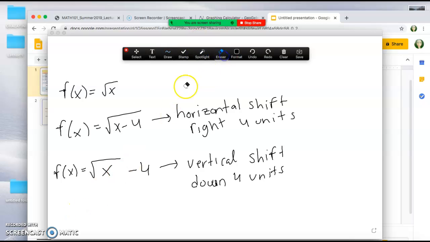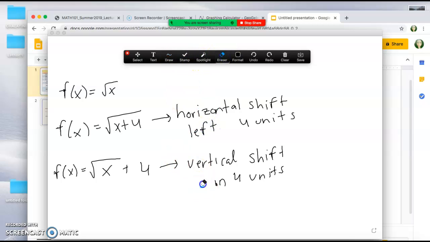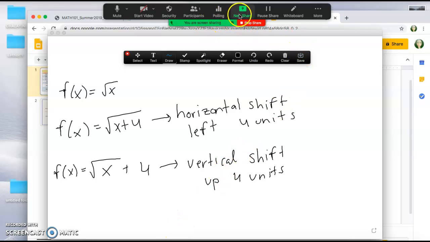So for example, let's change both of these to plus. Now same thing, since it's on the inside here, square root of x plus 4, we're still moving horizontally, but since it's plus, we're going to move left. And over here, since now it's a plus, we're going to move up, right? Plus 4 is on the outside of the square root, so it's going to be a vertical shift. So now let's go ahead and graph it and see how they look.